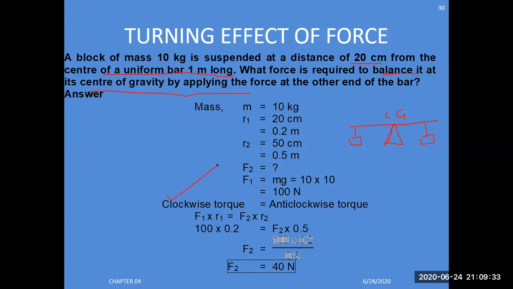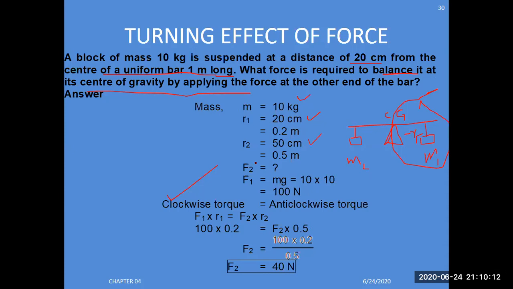Clockwise torques are equal to anti-clockwise torques. Suppose this one is M1, then the distance of M1 from the center of gravity will be R1. Here it is M2, so the distance of M2 will be R2. If you multiply the force after calculating it with the moment arm R1, then you will be able to calculate the clockwise torque. Similarly, in case of M2, it will be R2.